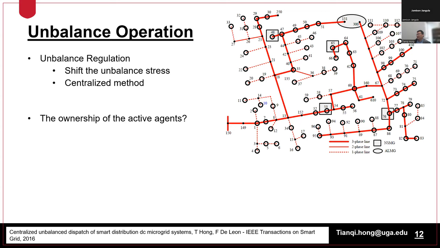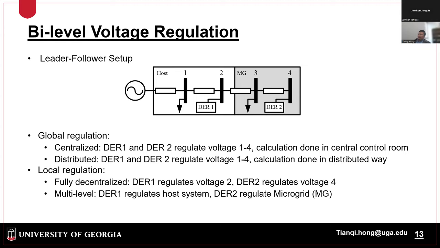As a result, a bi-level voltage regulation problem can be considered. So again, we use the same simple system to introduce the setup of the bi-level voltage regulation problem. It is actually a leader-follower setup. In this four-bus system, we separate the system into two sections. The first one is the host system. The second one is the microgrid. The microgrid is not owned by the host system, which means the operator in the host system cannot control the device in the microgrid.